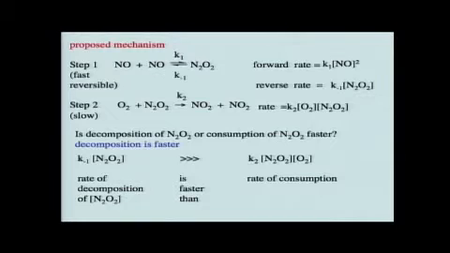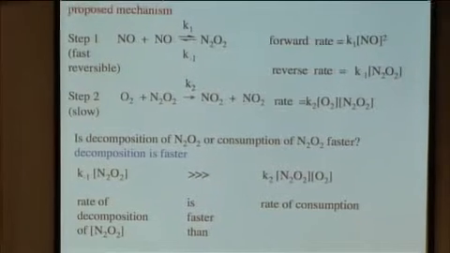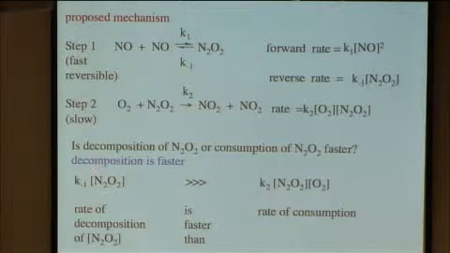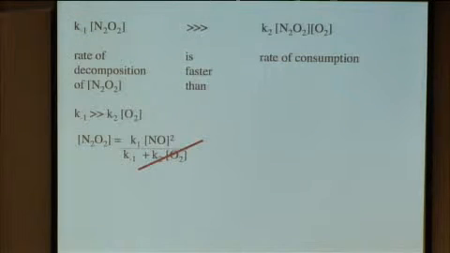So what we're saying, here are the words, here are the equations, is that this term here, this k minus 1 times the intermediate term, is a lot bigger because this is faster than this. This is slow. The rate of consumption is slow. So k minus 1 is going to be a bigger number than k2 times O2. If this is a fast step, that's a big number; k2 is a small number, it's slow.